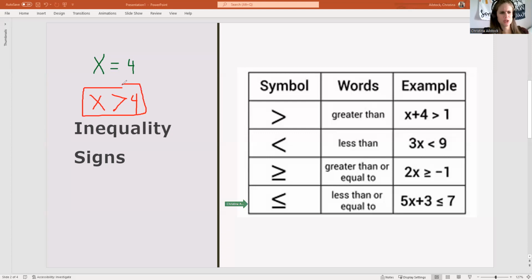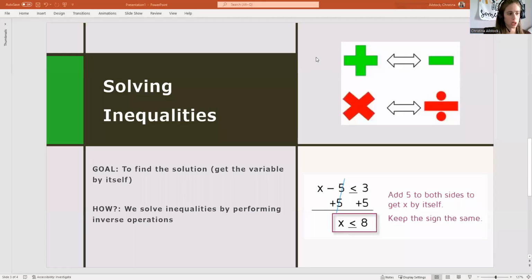All right, now that we just freshened up on that, let's get to the actual solving part so we can talk about how it is we would solve these examples that you see here, how we would find our possible answers for x. The way that we solve inequalities is we first need to identify what our goal is. Our goal in solving any type of inequality is always to find the solution. So solution is another word for answer. We want to find our answer. And the way we can do that is by getting the variable by itself.